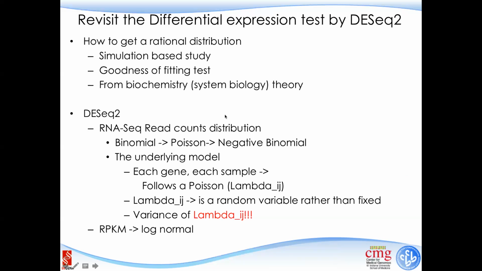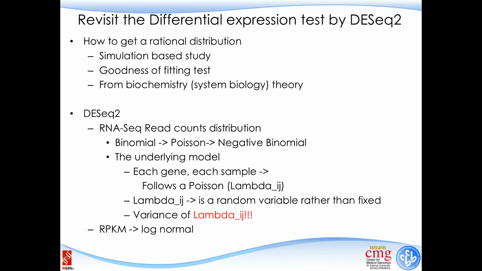And also, sometimes we can get it from biochemistry or systems biology theory. It's like this case for DESeq2. We get the RNA-seq response distribution, like we'll talk about. First we talk about the binomial distribution, k cases out of n experiments. And when p is very low and n is very large, it can be approximated by a Poisson distribution.